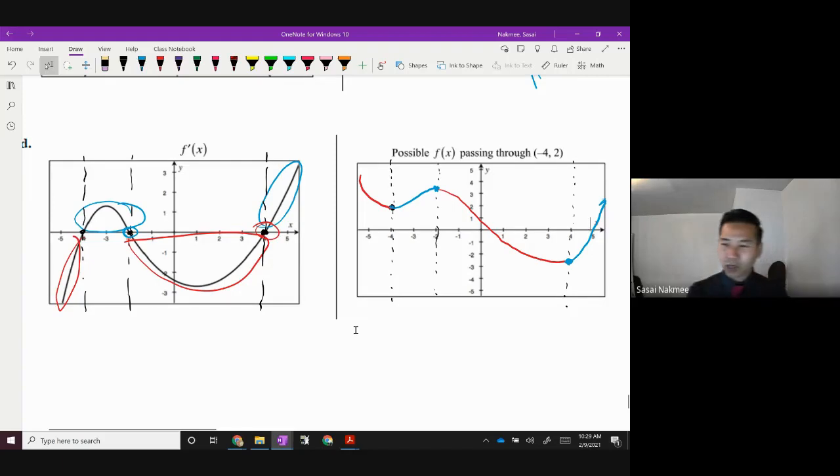But with this, though, you should be able to sketch graphs now. You should be able to take a look at a function and imagine what the derivative graph should look like, and vice versa. If you're given a derivative function graph, you should be able to imagine what the original function should look like. So we're going to leave it there for you guys to see that and try to imagine it. We'll do some more practice problems on that.